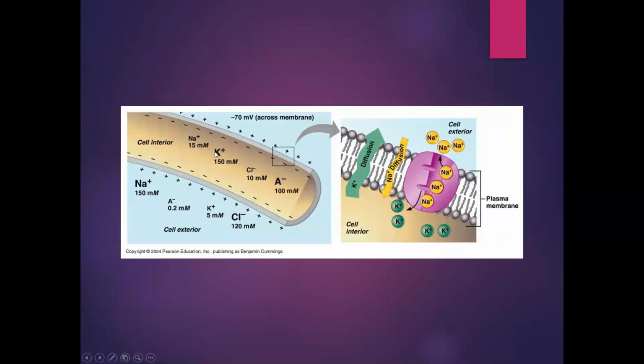But what are the ions that are involved? So lots of sodium, lots of chloride on the outside, lots of potassium, and the anions. Look at how few anions. Here we have 100 millimolar anion concentration. Here we have a 0.2. So this is 2,000 times smaller than what we have out here.